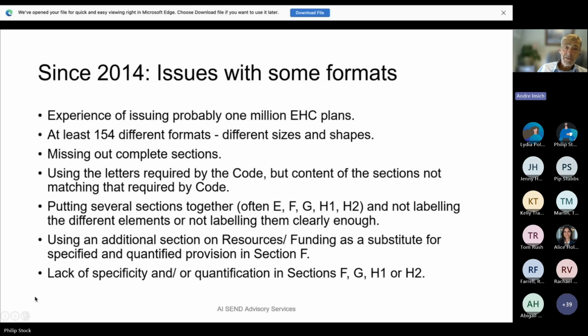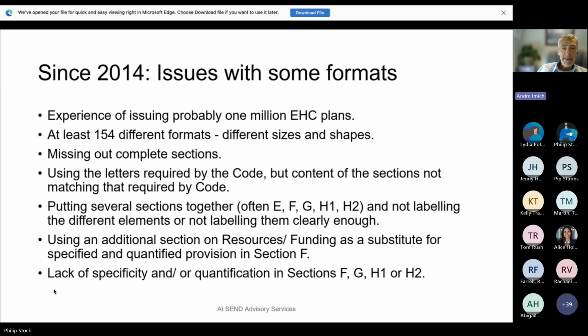And some of the issues that we come across and are often pointed out in all sorts of research is that some of them miss out complete sections. They don't have a section G, for example, for some reason. Some of them use the letters required by the code, but the content doesn't match what the wording of the code says. So letters and contents don't always align with each other.